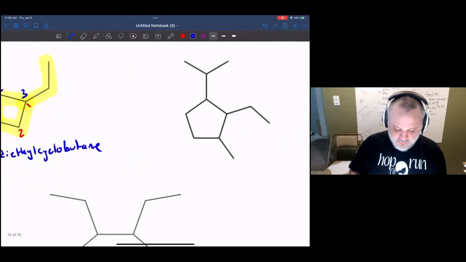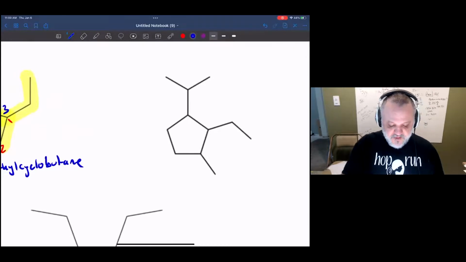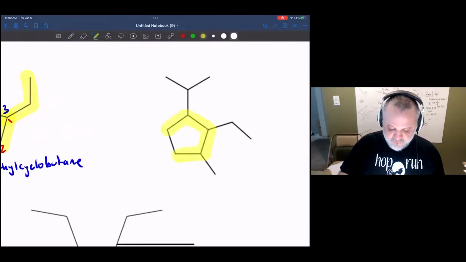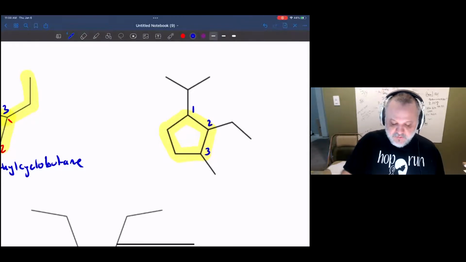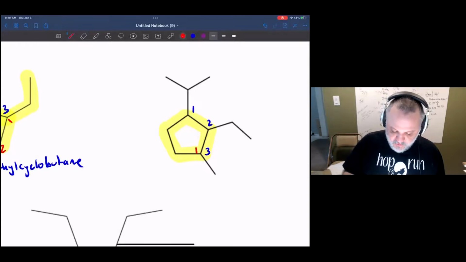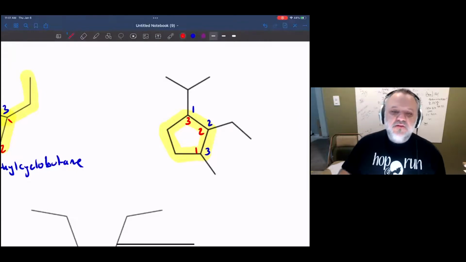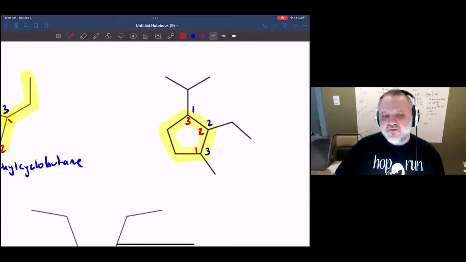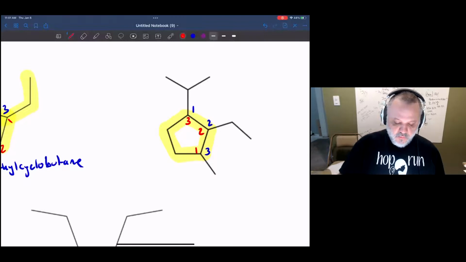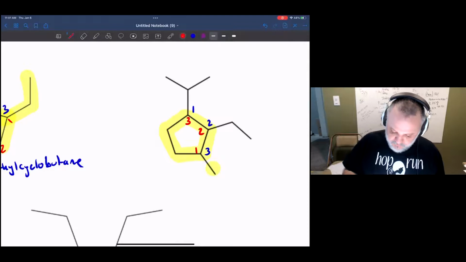Okay, that one's straightforward. Let's take a look at this one. It's a 5-membered ring, 1, 2, 3, 4, 5. And how do I number it? It's going to be obviously 1, 2, 3. But the question is, is it 1, 2, 3 that way, or is it 1, 2, 3 this way? It's a tie either way. So I need to pick the way that starts alphabetically. And so that means that I need to go ahead and name the substituents in order to sort that out. Well, what's this substituent over here? That's going to be a methyl group.